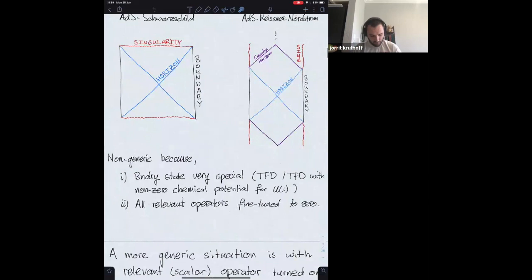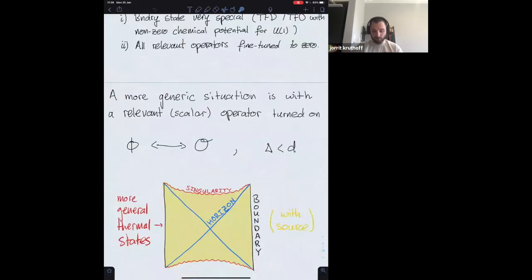And that is actually by turning on a relevant scalar operator. And so in the boundary theory, what I will be doing is turning on a relevant operator whose dimension is less than the number of space dimensions of the boundary theory. And in that way, we will see that the bulk geometry will be more generic. The boundary state dual to that geometry is a more general thermal state.